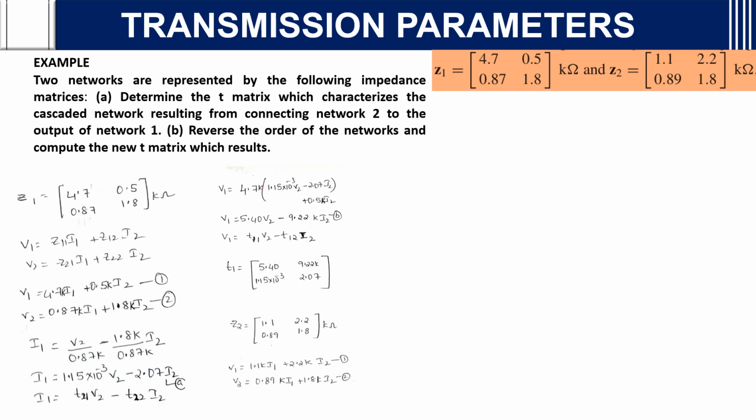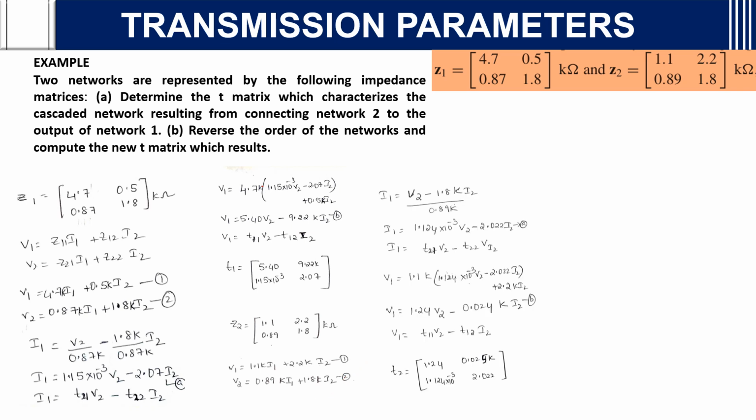Z2 is, you can write, V1 is equal to 1.1 K I1 plus 2.2 K I2. V2 is equal to 0.89 K I1 plus 1.8 K I2. These are the Z parameters. We need to convert into T parameters. In the same way what we have done for network 1 for Z1, we will do the same. From the second equation you can see that I1 is equal to (V2 minus 1.8 K I2) by 0.89 K.